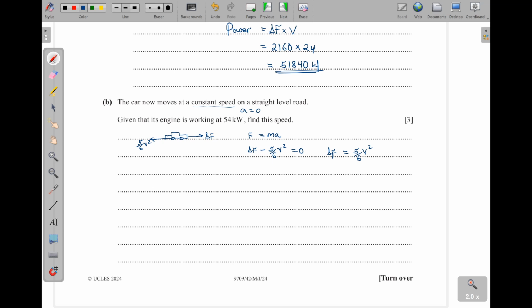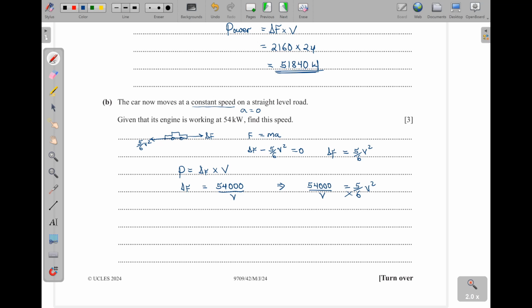So you can easily see that the driving force is equal to the resistance force. But we also know that power is equal to that driving force, then times the velocity or the speed. Then, meaning the driving force here is going to be equal to the power, which is 54,000. You are supposed to use watts, not kilowatts. Then divide by that speed, you see? So this simply implies that we shall have 54,000 divided by V equal to 5 over 6 V squared.